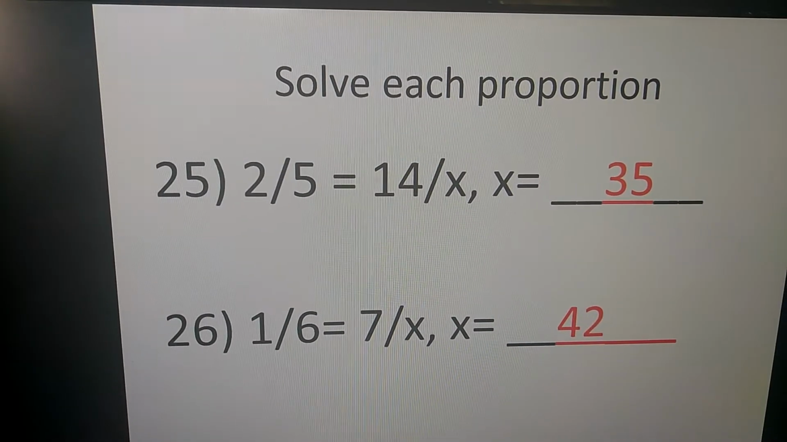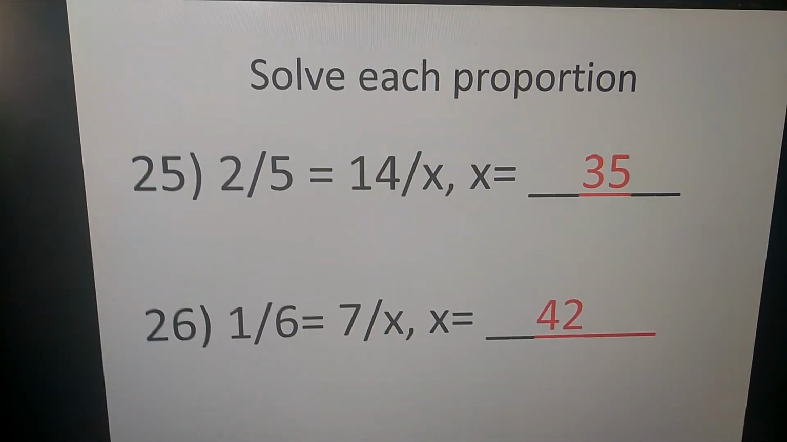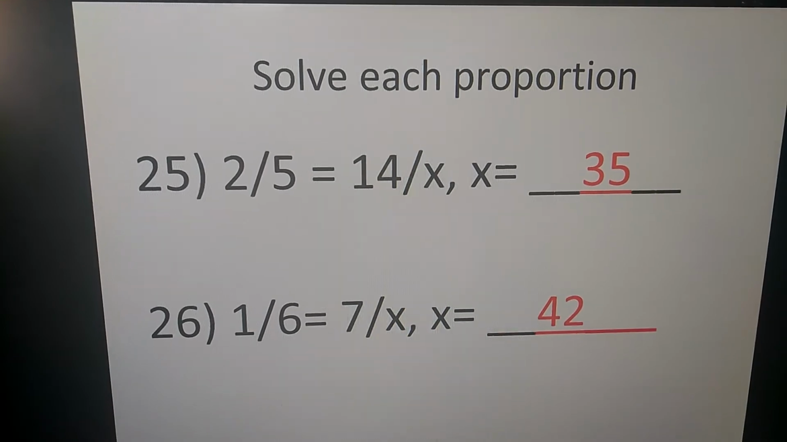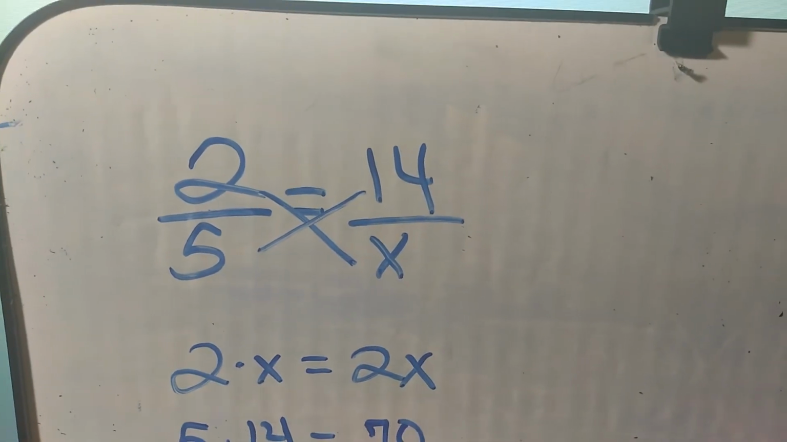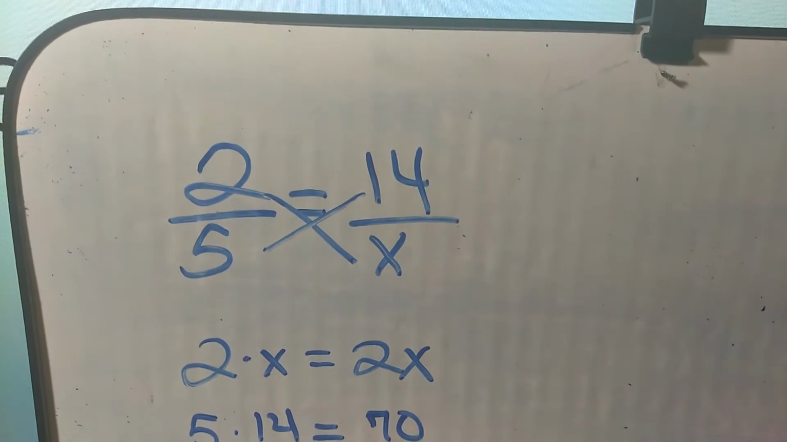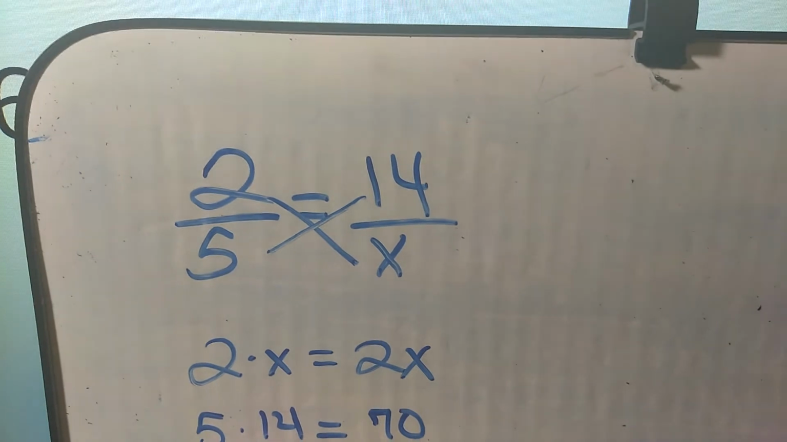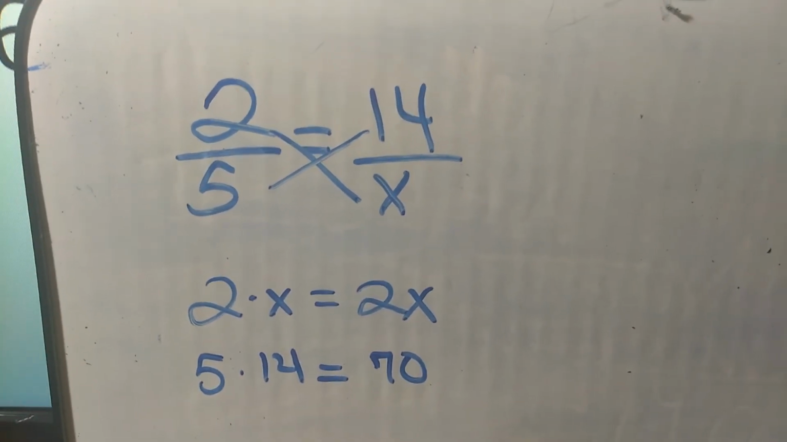Our next two problems say solve each proportion. We have 2 over 5 equals 14 over x, and we're looking for x. So we're going to solve this proportion, and we're going to find the answer for x. Okay, so we set it up as a fraction. So we have 2 over 5 equal to 14 over x. And so we're going to cross multiply. And cross multiplying gave us 2 times x and 5 times 14.